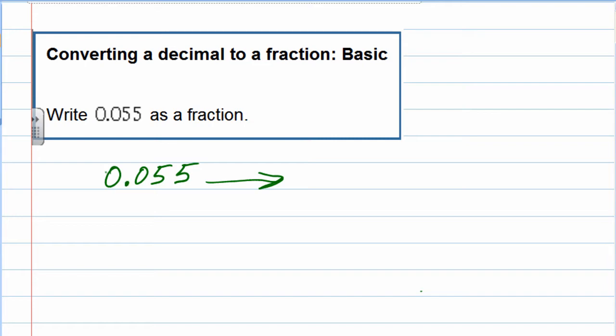And since the decimal is between the zeros there, it has a 0 in front of it, 0 behind it, if we drop the decimal, we would just be left with the 55.